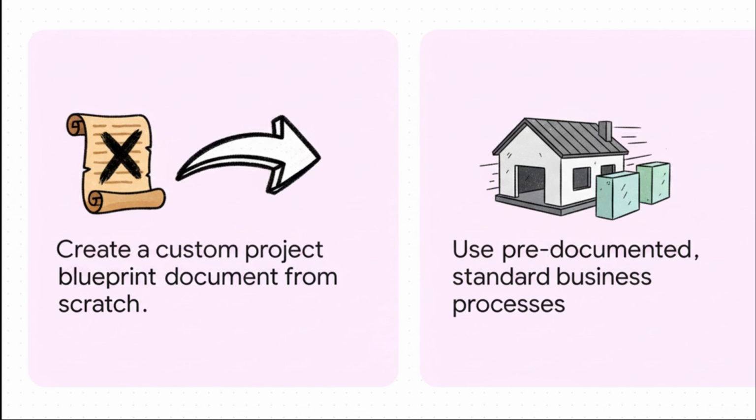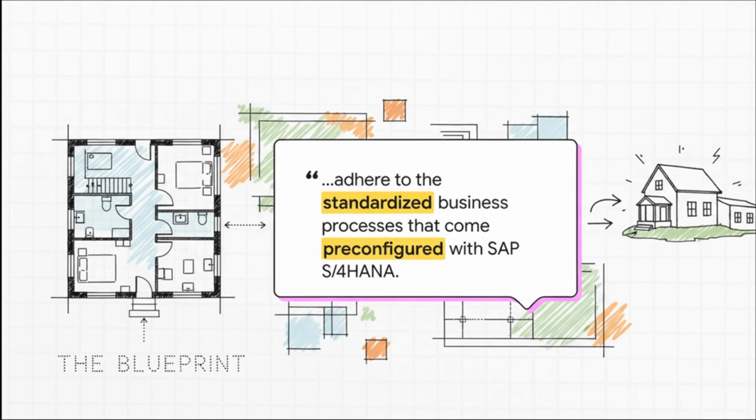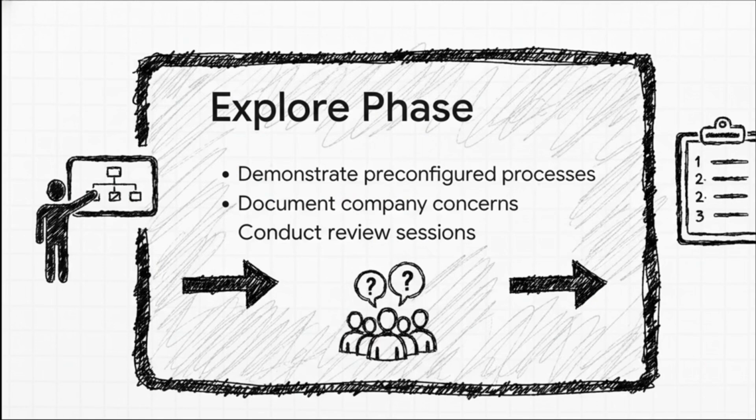Instead of spending months and months writing a giant document detailing how the system should work, you start with a system that already works. And this quote just perfectly captures the whole idea. Those pre-documented, standard processes, they are the new blueprint. You're starting with that working model home, not an empty piece of land, and that just dramatically speeds up the entire project. So what does this actually look like?